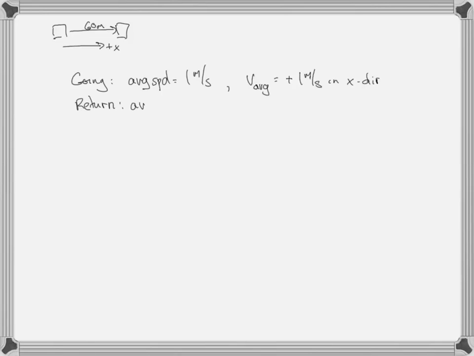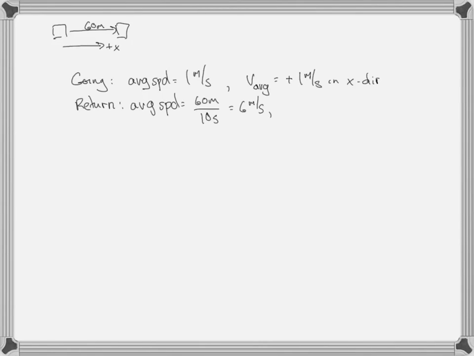The average speed for the return trip is the total distance, which is 60 meters, over the total time. Now remember, the return trip was 10 seconds. So the average speed is 6 meters per second.